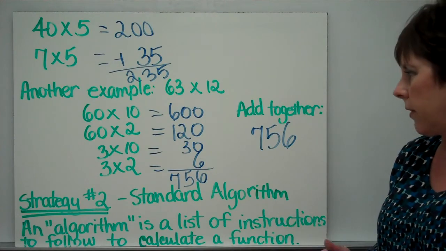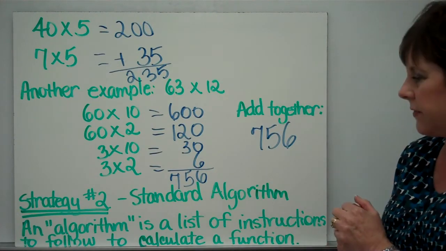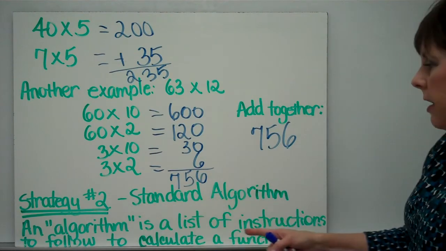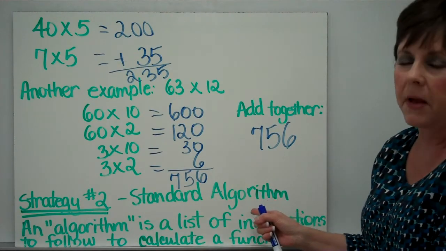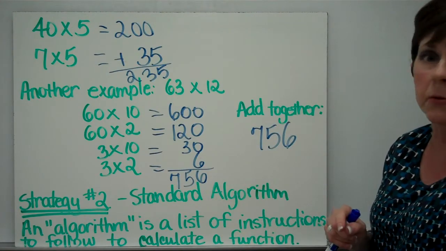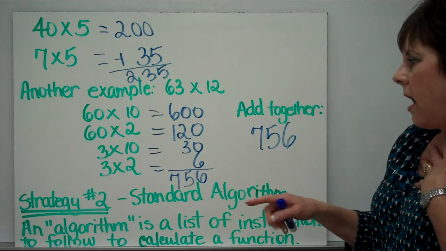Now, maybe you don't particularly like that. That looks like a lot of work, and it doesn't make sense. You don't have to use it. You could try strategy number 2. Strategy number 2 is the standard algorithm. This is the way that a lot of people have been taught for many years, including your parents probably, including me.